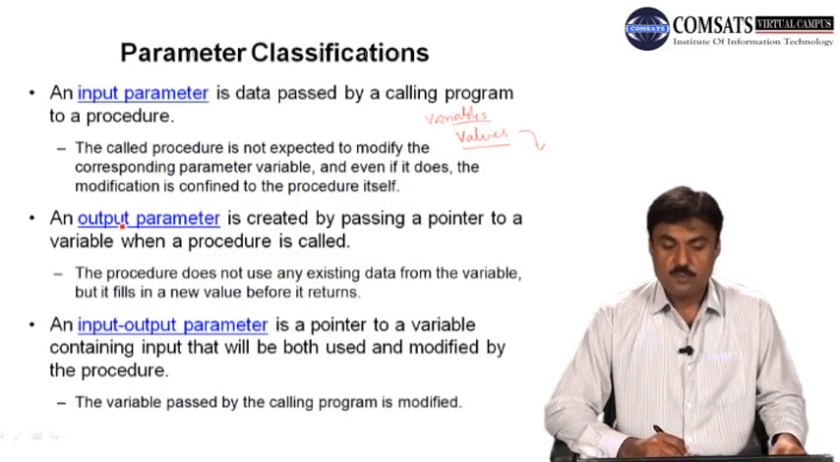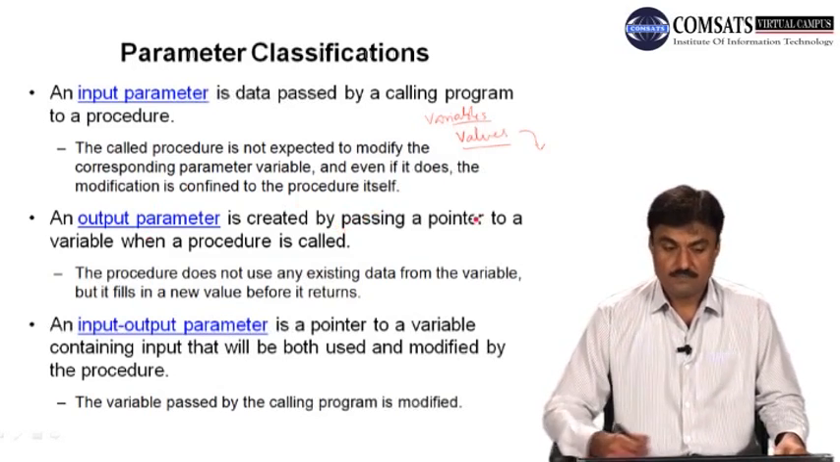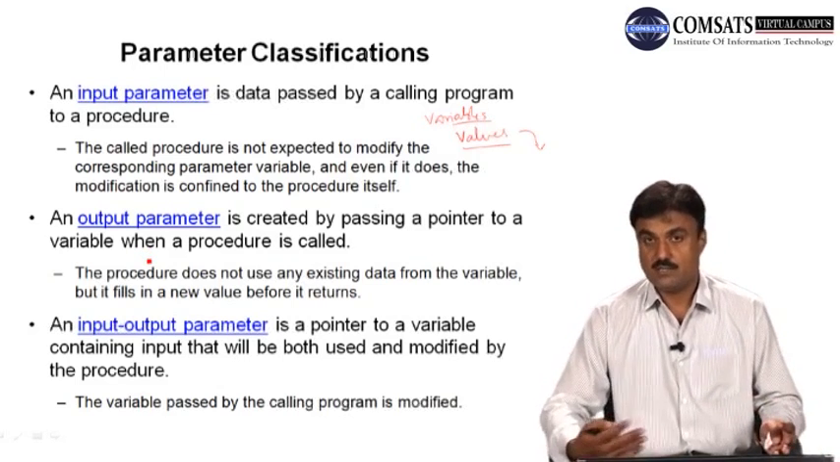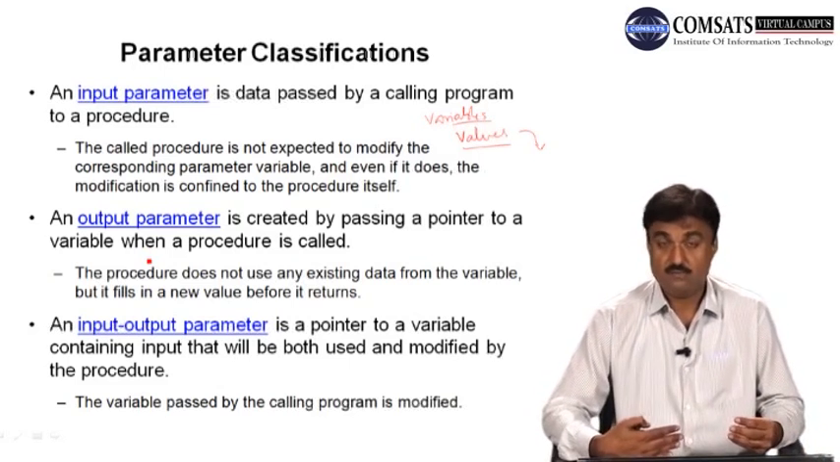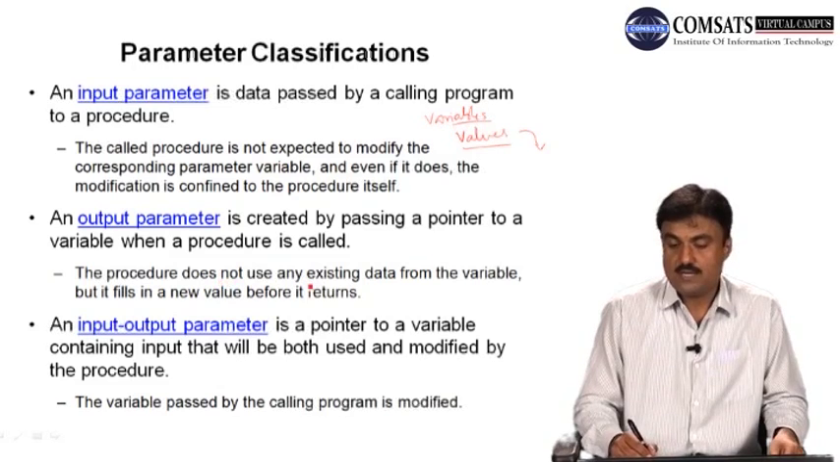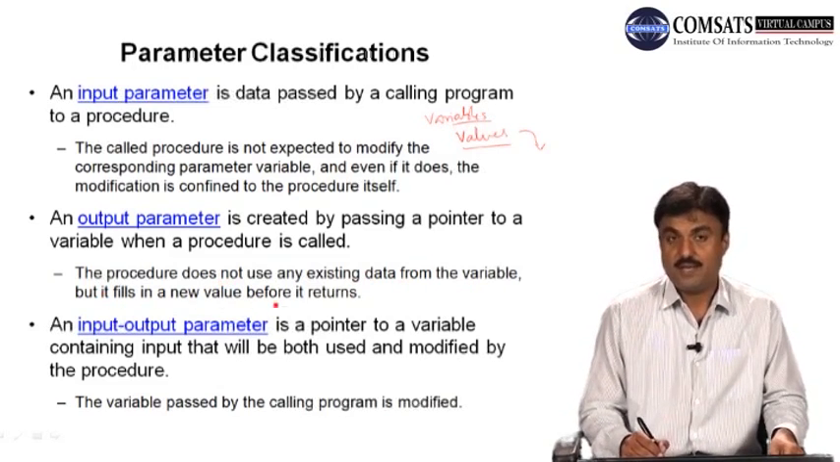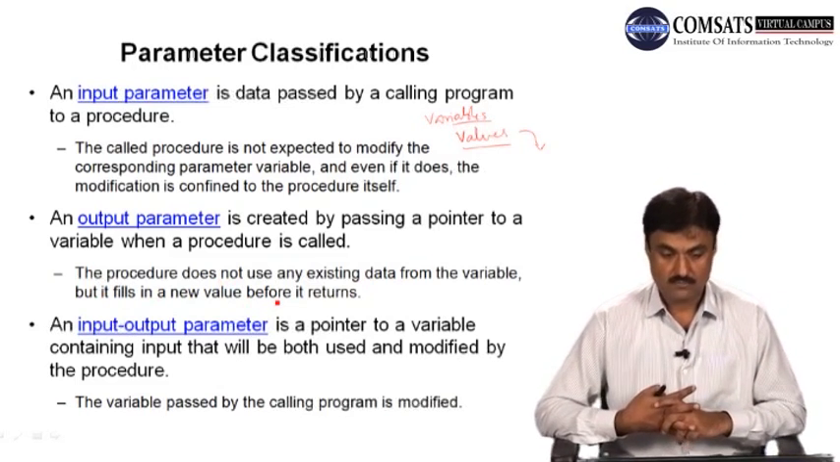Okay. Then the output parameters. An output parameter is created by passing a pointer to the variable. So we pass the pointer, or the address, pointing to the variable inside the procedure when we call it, and this procedure does not use any existing data from the variable. However, it will fill new data inside that variable, and it will return the exit from the program.